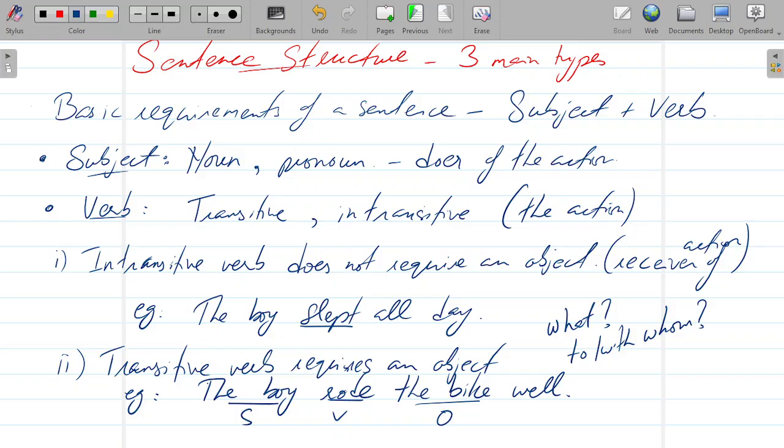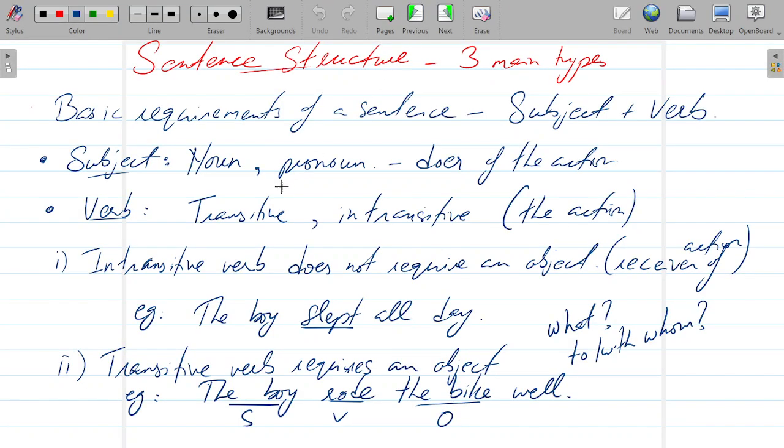Yes. And obviously when you are making your sentences, perhaps you have enough practice that it comes to you instinctively. But in other cases, students do tend to miss out the object when they're using a transitive verb, and obviously that causes a problem. So something for you to look out for.